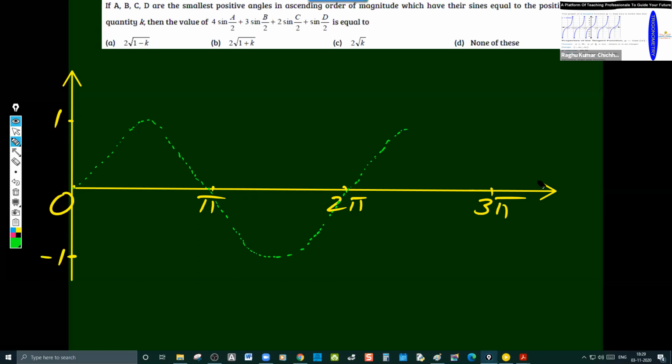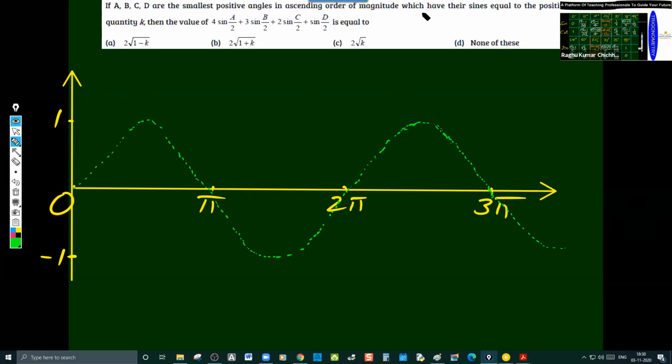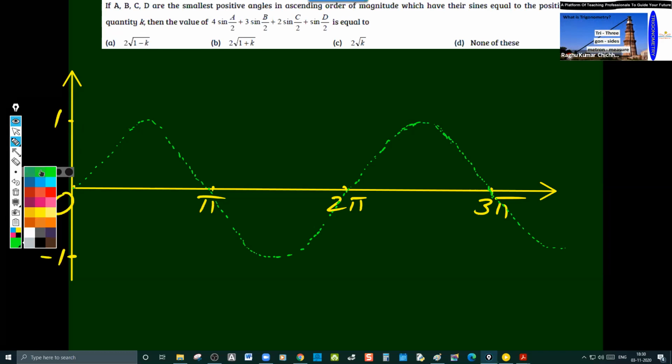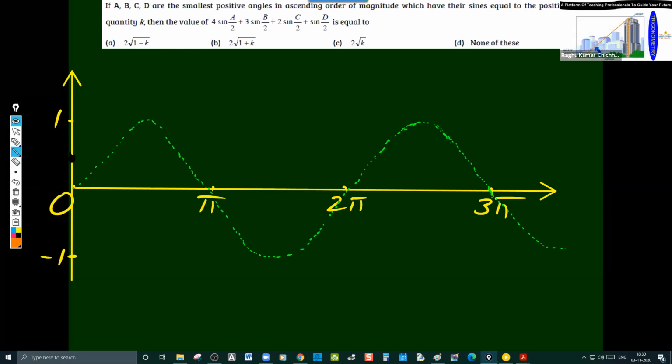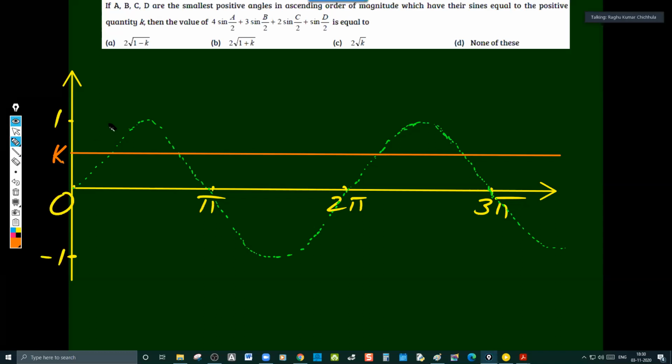This goes like this. Are you there? Yes, sir. Now what he's saying is, A, B, C, D are the smallest positive angles in ascending order of magnitude which have their sine equal to the positive quantity k. He declared that it is a positive quantity k. So this positive quantity k lies between 0 and 1 only, because the sine value will never be greater than 1 and never be less than -1. So I'm taking some k here, some k here. Just understand. Taking k means this is some value k, just like root 3 by 2 we have taken, Maurya. Yes, sir. k is nothing but root 3 by 2.